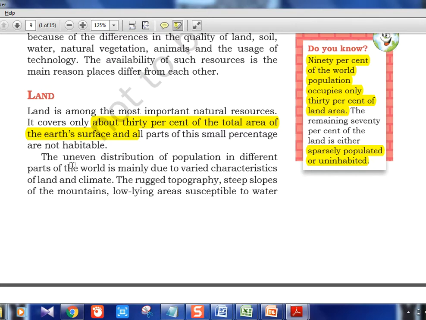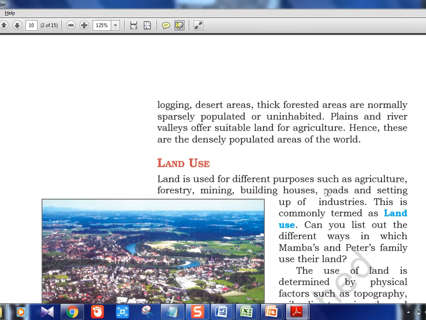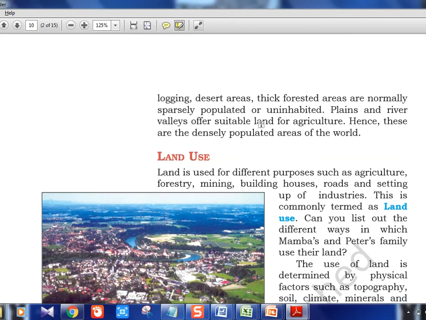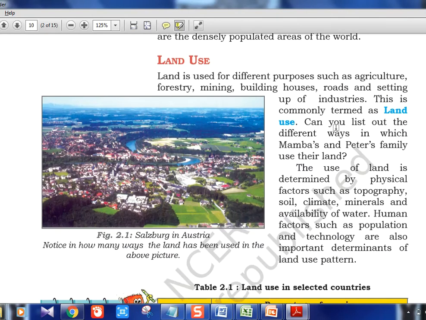Uneven distribution of population in different parts of the world is mainly due to varied characteristics. Again, it's because of land and climate that variation is happening. Rugged topography, steep slopes, low-lying areas. So this is telling the different forms of land. Desert, thick forest. So these all decide why there is population in some place, and why there is population in lesser quantity in some other place.